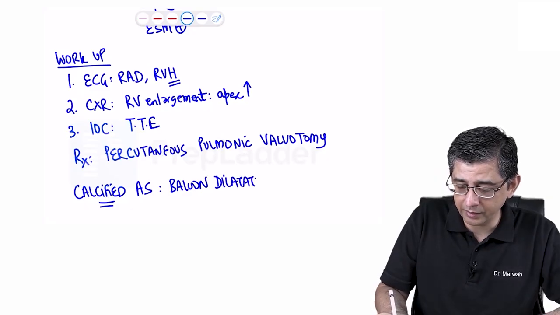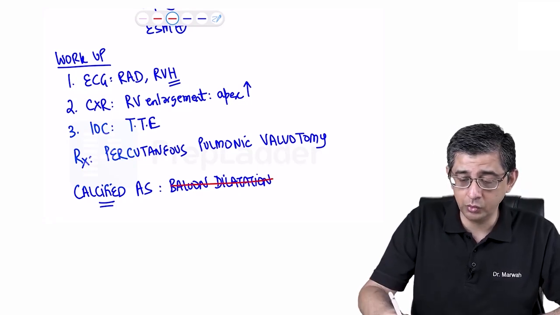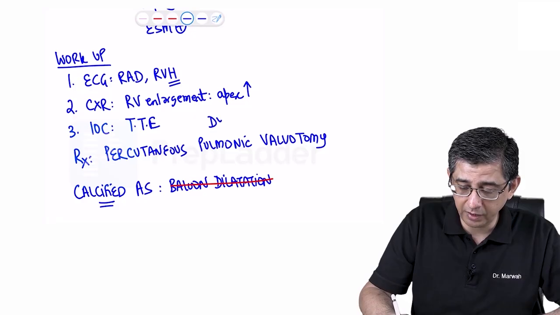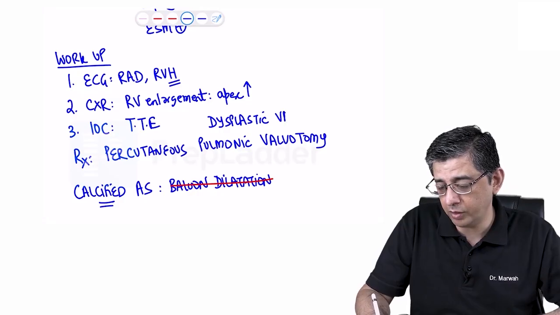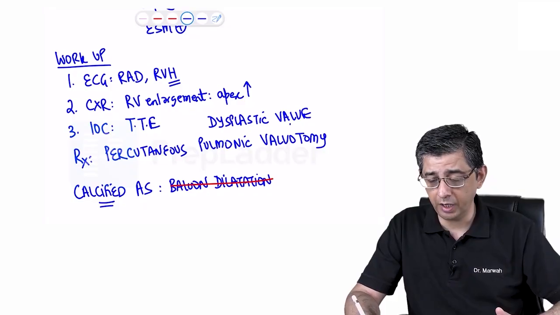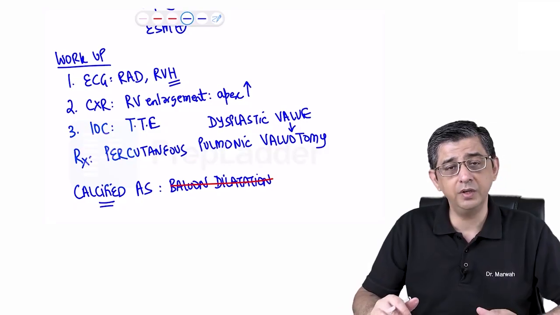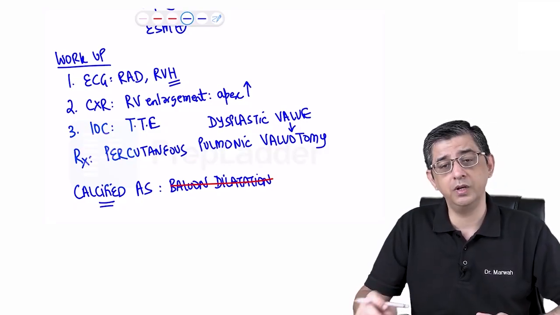So I'm going to write it and just put a line over it to highlight we don't do it. But when it comes to a dysplastic valve, like I described that Noonan syndrome could be having a dysplastic or a malformed valve, because there is no calcification, there is no risk of any embolization of any fragments towards the brain, which is the reason why we can go in for a percutaneous pulmonic valvotomy.